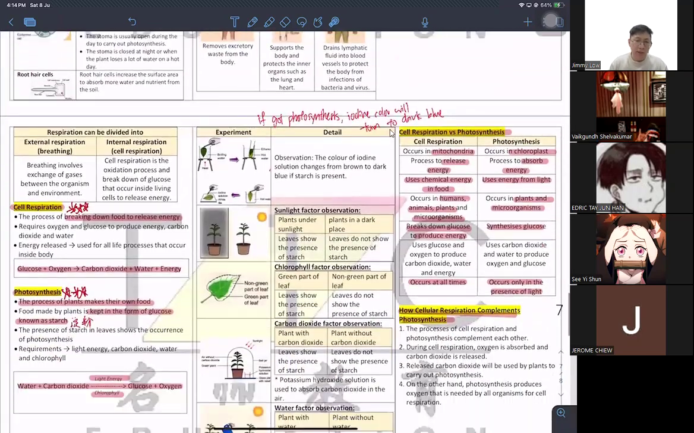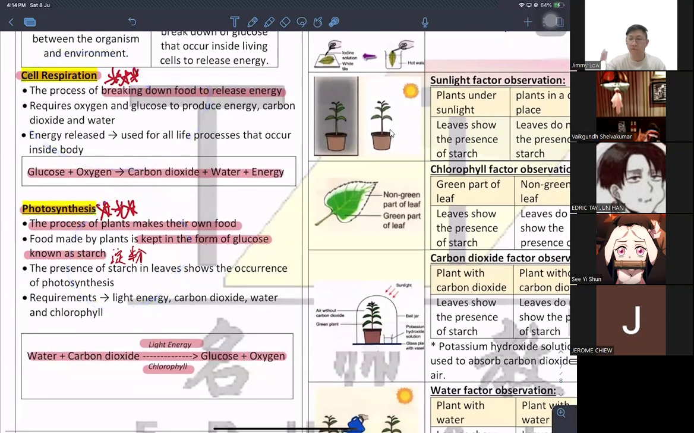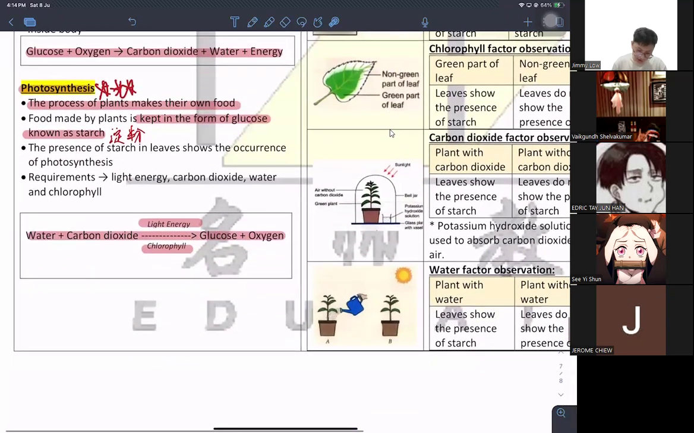Okay, so next part here. You see I gave you a lot of stars here already: cell respiration and photosynthesis, their purpose is to produce energy and to make their own food. And what is the formula here? As you can see, cell respiration produces energy, and photosynthesis produces oxygen and food, as in glucose. When the question asks you what is glucose, glucose is the simplest form of sugar. This is what is so-called glucose lah.